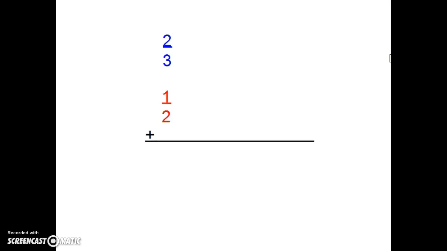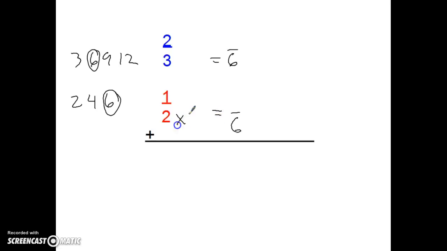So 2/3 plus 1/2, same thing. Find the LCM. 3, 6, 9, 12. 2, 4, 6. Oh, right, there's one already. The LCM is 6, so I need to change both of these to get a 6 for my denominator. 2 times 3 equals 6, so 1 times 3 equals 3. 1/2 is the same as 3/6. 3 times 2 equals 6, so 2 times 2 equals 4. 4/6 plus 3/6 is 7/6.